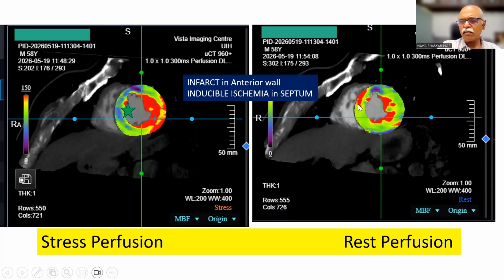That is, still the blood flow is above 100 ml per 100 ml of myocardium. Whereas in stress, there is a blue to purple defect here in the septum. That means there is a stress perfusion defect which is not seen in rest. That is ischemia. Whereas a defect seen at rest and at stress is infarct.